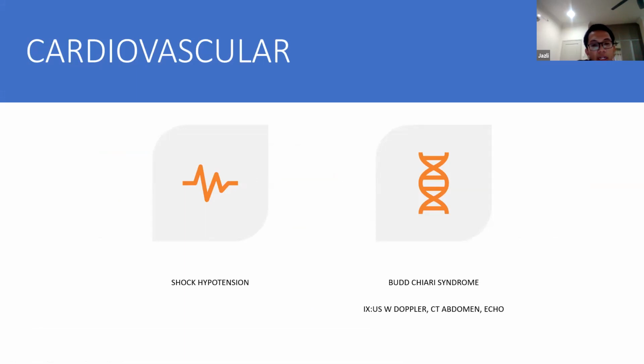So what is, I think shock and hypertension people are familiar with, but basically what happens is that you have hyperperfusion of the liver, and then it can cause liver failure. But Budd-Chiari syndrome basically is an uncommon condition induced by thrombotic or non-thrombotic obstruction of the hepatic venous outflow.